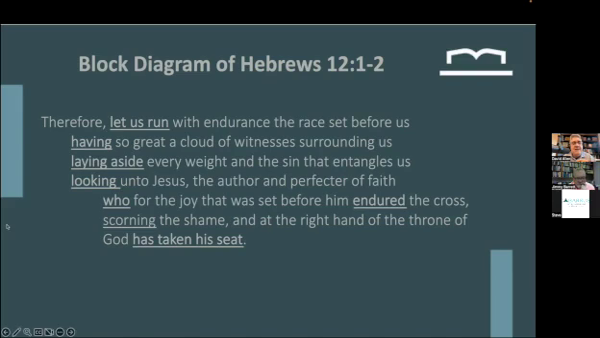Is that looking unto Jesus participle, which is a dependent clause, the most important information the author is conveying? And the answer is no. The author has already told you, by virtue of his independent clause and his imperative, run with endurance the race set before us. That is the most important information. And everything else here modifies that main clause.